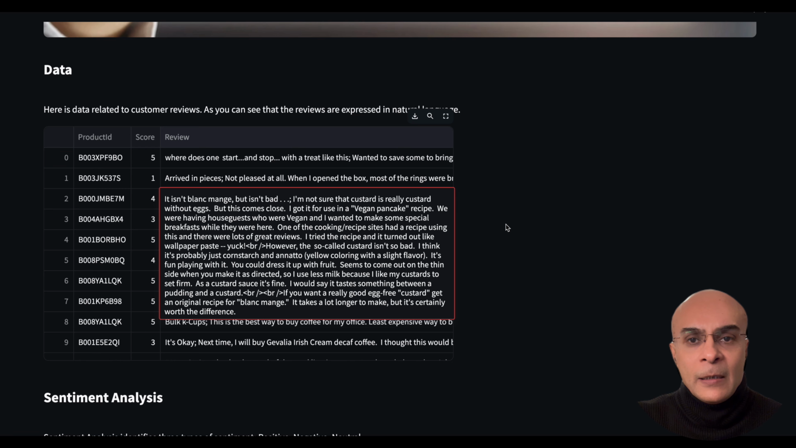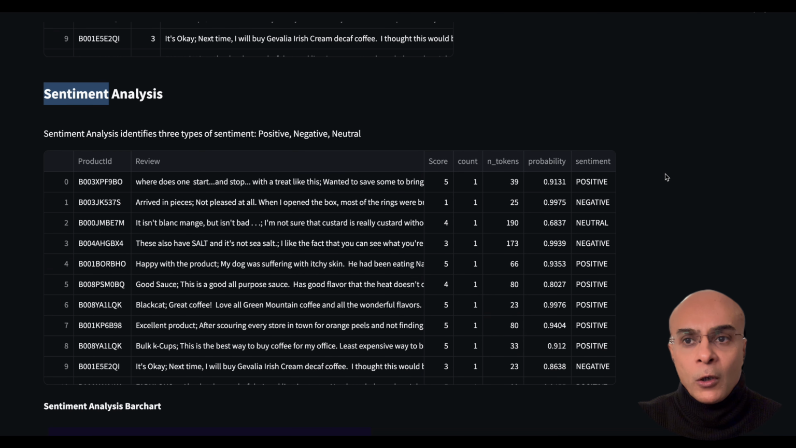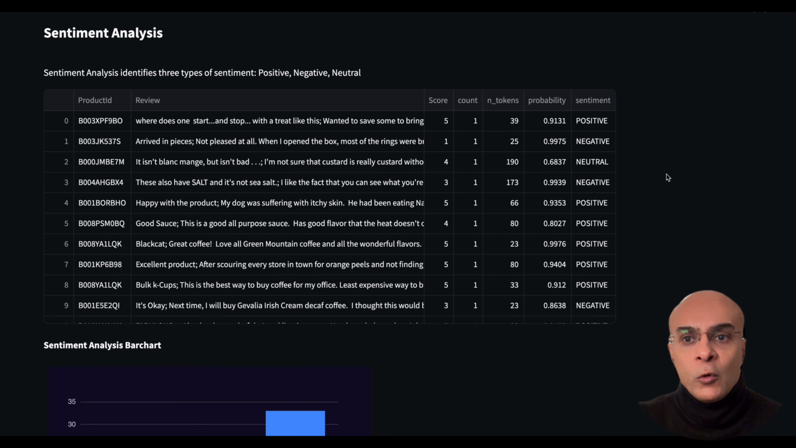You can do sentiment analysis by sending all these review texts to a large language model, and it is going to calculate the sentiment for each and every line. So for example, you could have a positive sentiment, negative sentiment, as well as a neutral sentiment calculated. In addition, it also gives the probability of the sentiment.